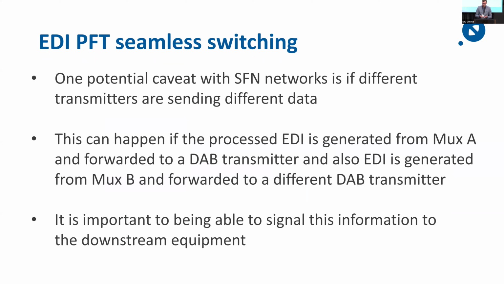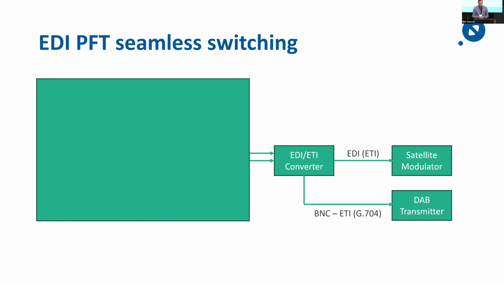So this can happen if the process EDI is generated from MUX A and forwarded to some transmitters, and MUX B forwarded to different transmitters, and for whatever reasons these multiplexers are not in sync. The sync link is, for example, broken or something is misconfigured. And it's very important to be able to signal this information to the downstream equipment so that we're absolutely sure the SFN is working fine. And what we see is we have two incoming EDI feeds, but how can we detect from which multiplexer the EDI feeds are derived?